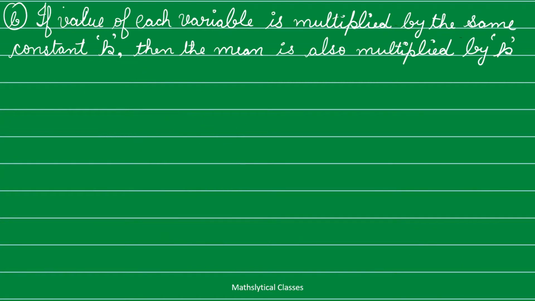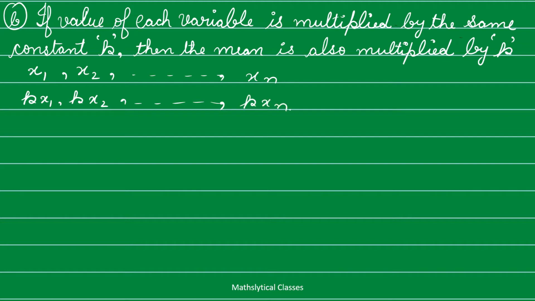Next property: if the value of the variable is multiplied by the same constant k, then the mean is also multiplied by k. It says that if we have the observations x1, x2, so on to xn, and I multiply all these numbers by a constant k, kx1, kx2, so on to kxn, how does the mean get changed?